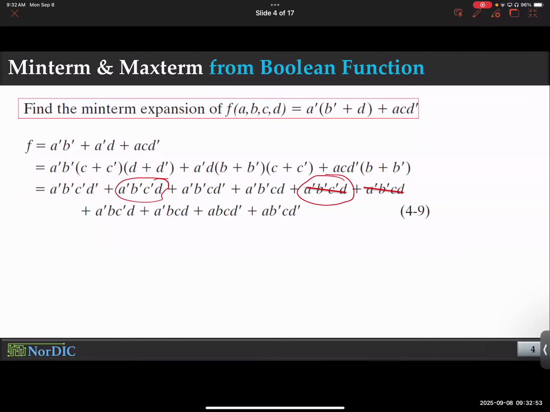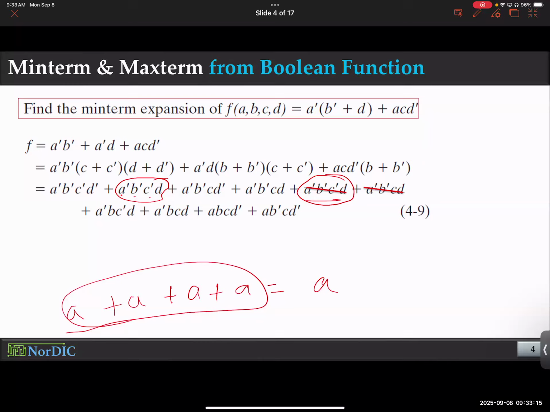Now, one other thing to keep in mind is, notice if you expand this, you'll have repeated terms. Like for example, A prime, B prime, C prime, D appearing twice, okay? What is A plus A, folks, in terms of Boolean algebra? What is A plus A? A. So it doesn't matter how many A you have in terms of Boolean algebra. This is not addition. This is Boolean logic, right? Boolean OR.